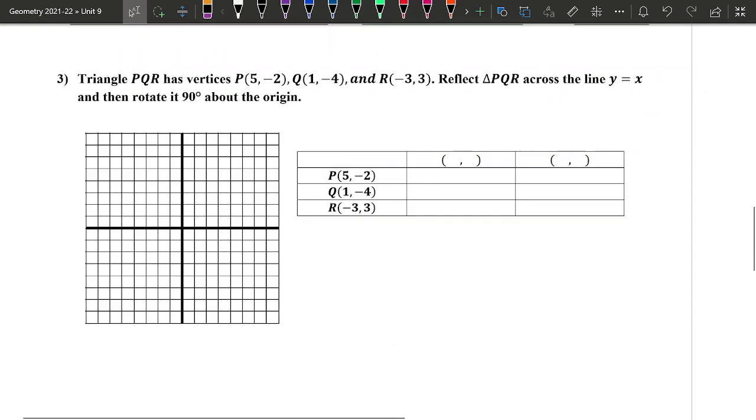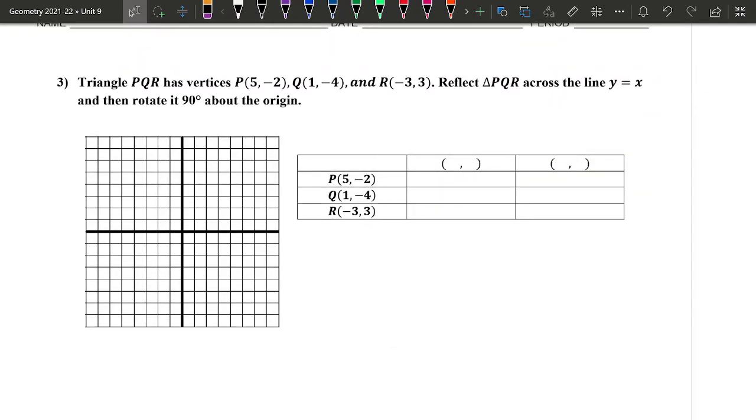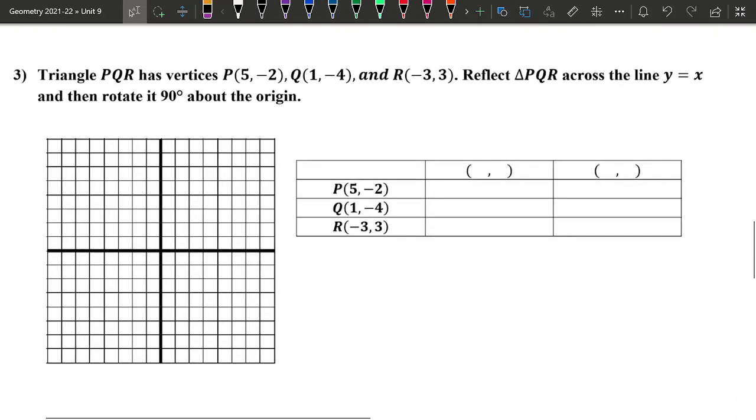All right, so then the next example is the same. I didn't change this one. We have triangle PQR. So the original: P is at 5, -2. 1, 2, 3, 4, 5, down 2 is P. Q is at 1 and then down 4. And R is left 3 and up 3. So there's the original triangle.